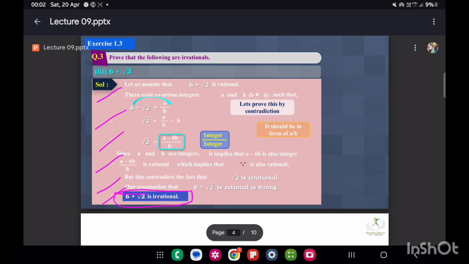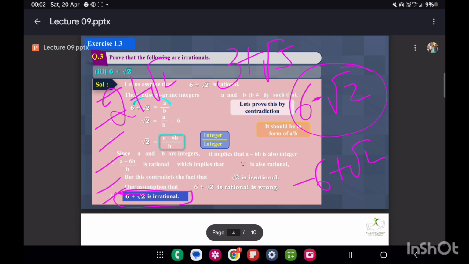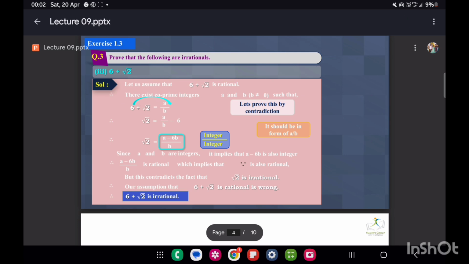This is an important question also. When they give 6 plus root 2, you can take 6 minus root 2, whatever you want, by changing the sign, or you can take a minus 6 plus root 2, or 3 plus root 5, 2 plus root 2, whatever. But the method is the same. The whole procedure of writing is the same, all the steps are the same. If you write all the steps like this one by one, you will get full marks. Each step carries half a mark, so you will get this question for 3 marks or 2 marks.